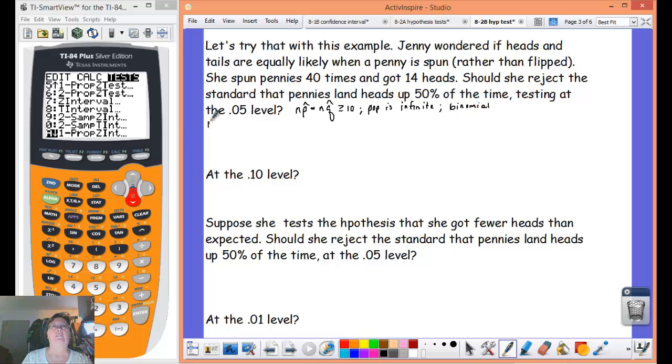Let's set up our null and alternate hypotheses. The null hypothesis is that the proportion of pennies that are spun and land on their heads is 0.5, or half the time. The alternate hypothesis for Jenny is that maybe not. It doesn't say that she thinks it's bigger or smaller, just that she's not sure that it's 0.5. You should state that in words. So the proportion of spun pennies that land heads up is 50%.